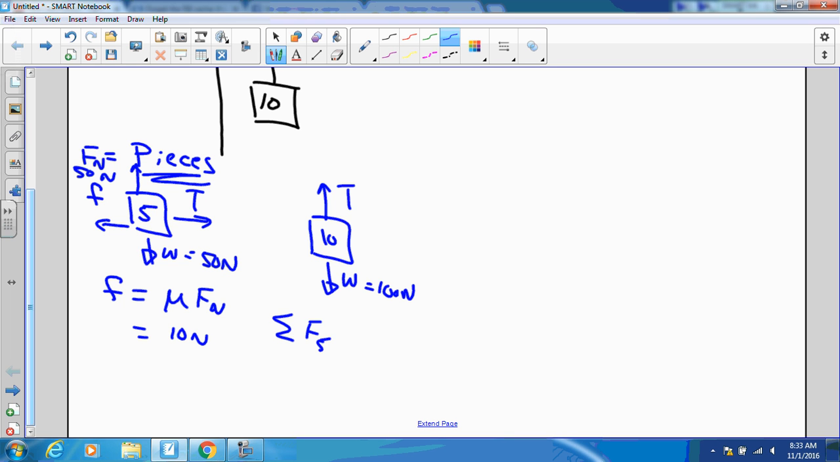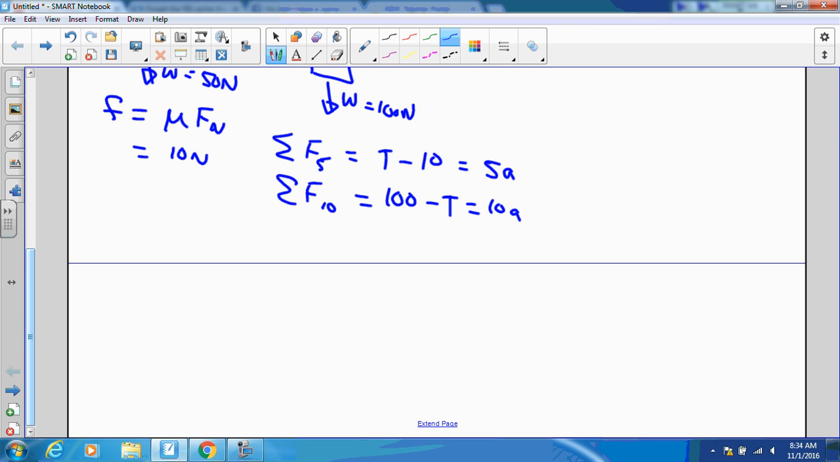And this immediately gives us a system of two equations. For the 5 kilogram block, tension minus friction is equal to mass times acceleration, and for the 10 kilogram block, weight minus tension is equal to mass times acceleration. This system does very well with an elimination method, so that we get 90 is equal to 15A, and A is 6 meters per second squared. Okay, so that's all happy.